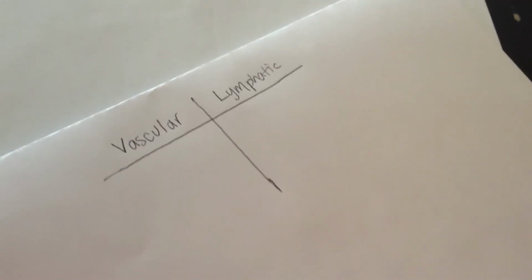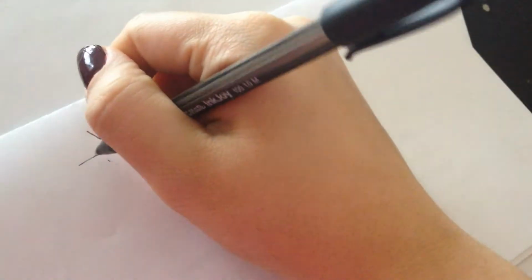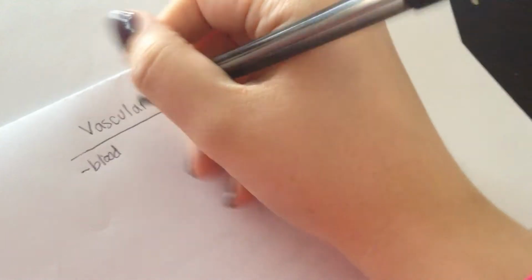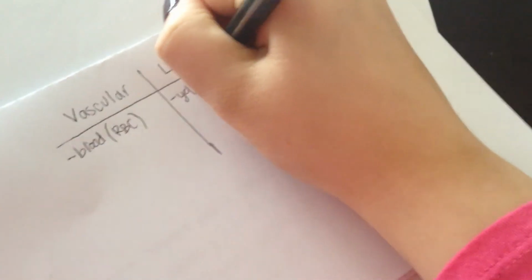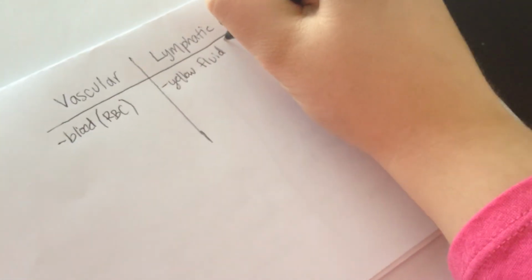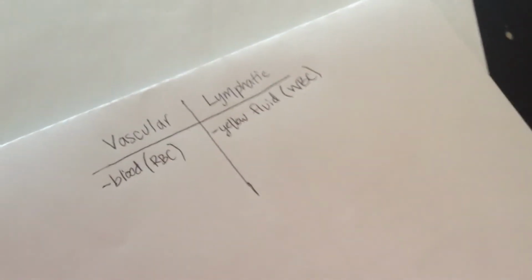The first thing that I want you to know is what they're both made of. So the vascular system is made of blood. So it's going to contain water. It's going to contain your red blood cells. The lymphatic system is made up of a substance called lymph, and that's a yellowish clear fluid, and that also contains water, and it contains white blood cells instead of the red blood cells.